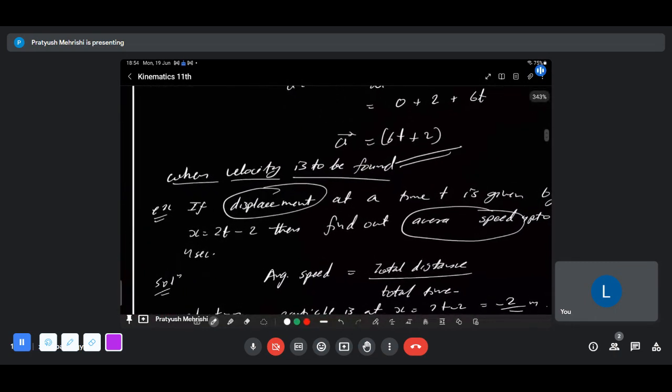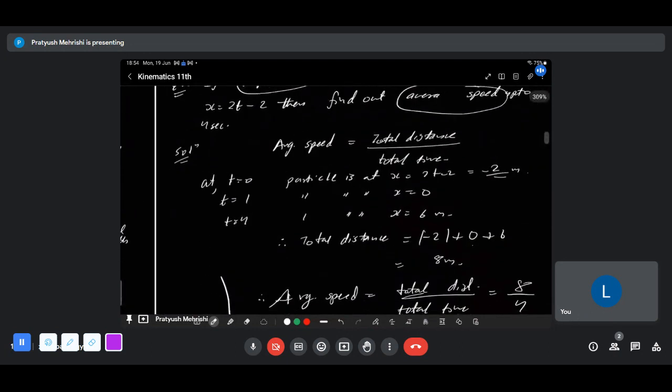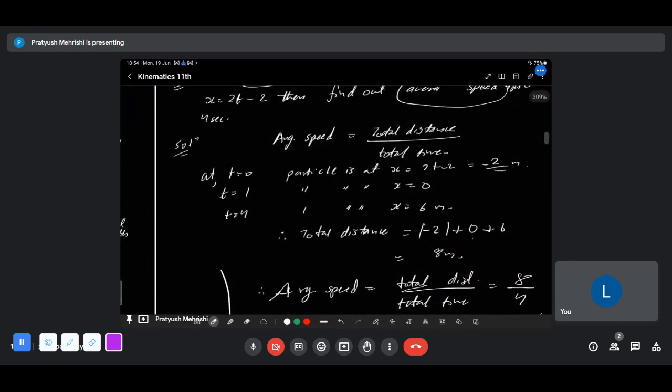When we need to find out the velocity, how can we find it? Just differentiate it. You will be able to find out the velocity.